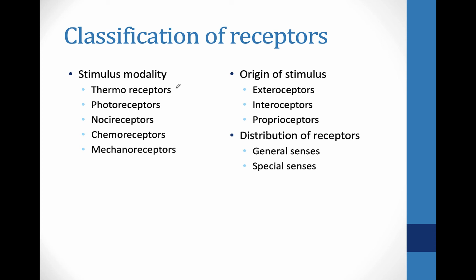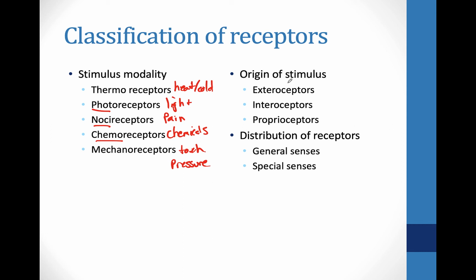So a thermosensor is going to sense heat and cold. Photo means light. A nociceptor is actually a pain receptor. A chemoreceptor senses chemicals. So for example, taste and smell would be chemoreceptors, as well as the chemoreceptors of your blood sugar. Mechano would be things like touch, vibration, also pressure. So we can classify things by modality.